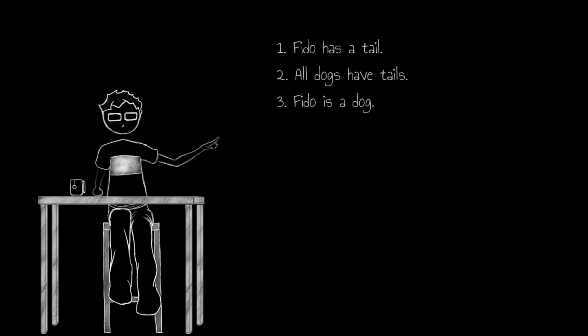Another way we can go wrong is by breaking logical procedure. Fido has a tail. All dogs have tails. Therefore, Fido is a dog. Lots of animals have tails. Fido could be a cat. Although, if you named your cat Fido, you probably have bigger issues than we have time for today.